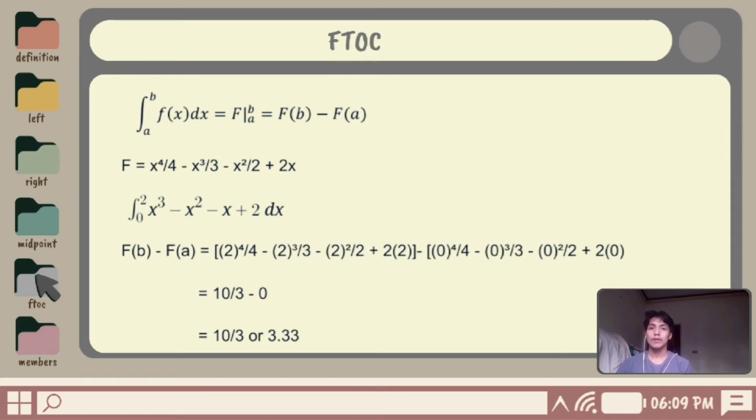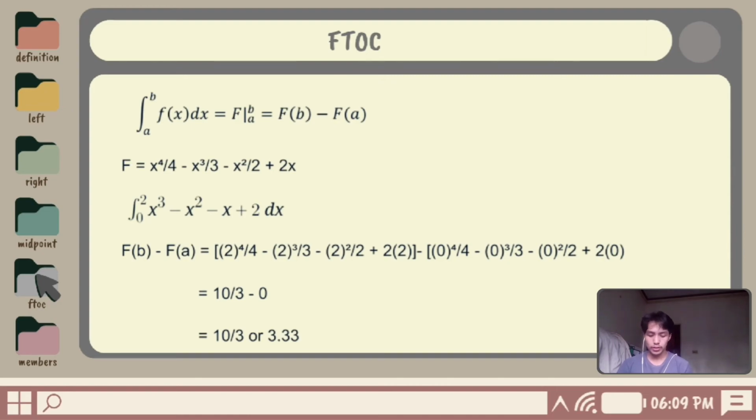So we have to solve for the antiderivative of the function, where we can use the formula x raised to n plus 1 all over n plus 1, and then we will have x raised to 4 over 4 minus x raised to 3 over 3 minus x raised to 2 over 2 plus 2x. Now that we have that, we can now substitute the values of the upper limit, which is 2, and the lower limit, which is 0, by using the formula f of b minus f of a.